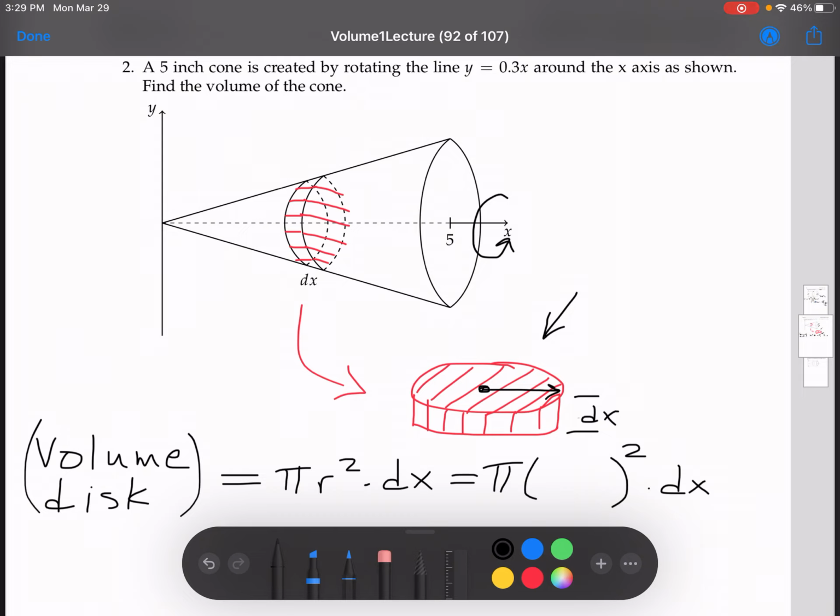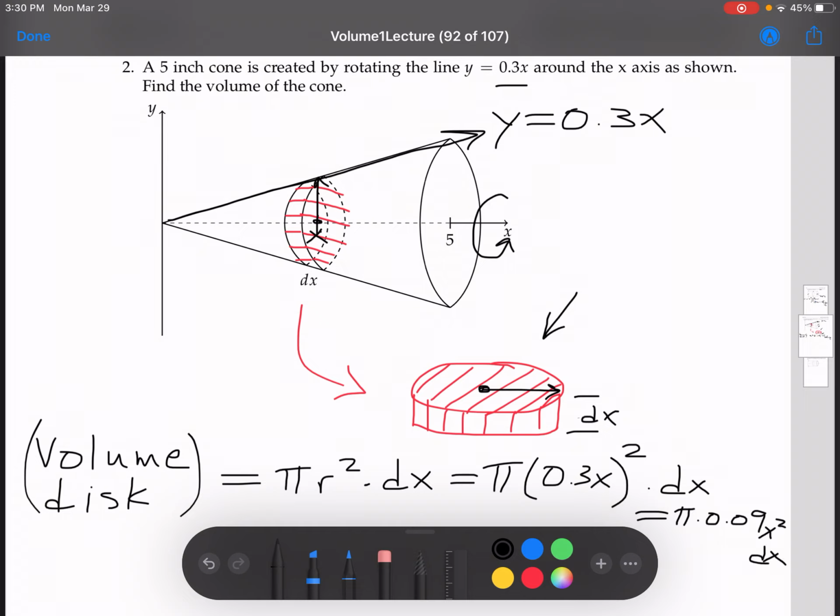Now this radius here, let's say that's at a particular x there, that radius is exactly 0.3x, because this is the line y equals 0.3x. So we have 0.3x there, which is, okay, let's see, pi times 0.09 x squared dx.